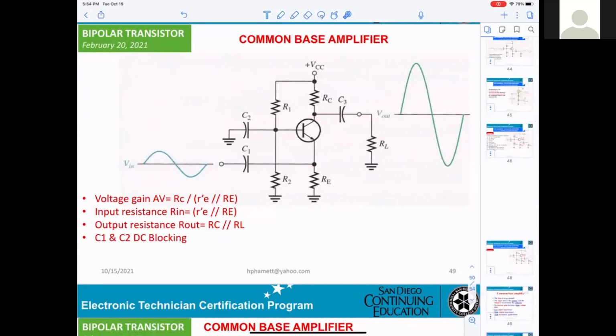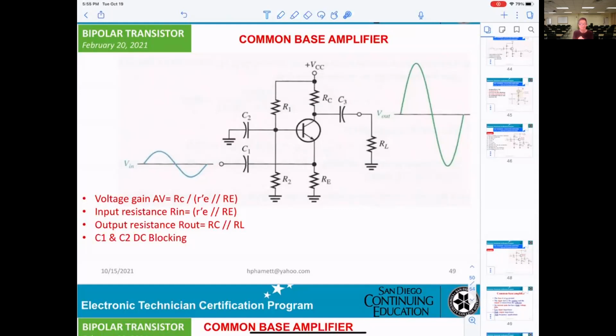Bypass. What's the name for C2? DC blocking, or AC coupling.